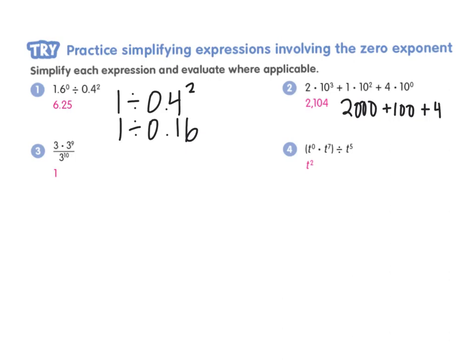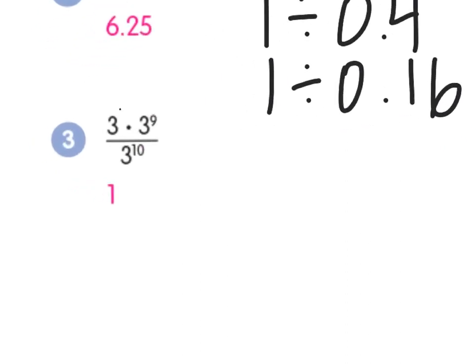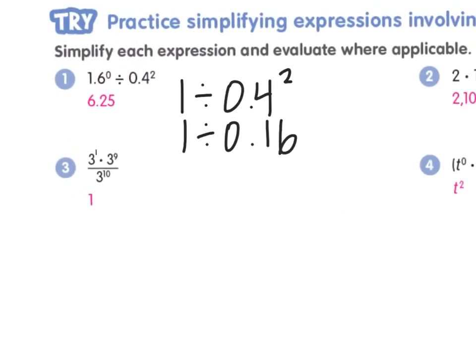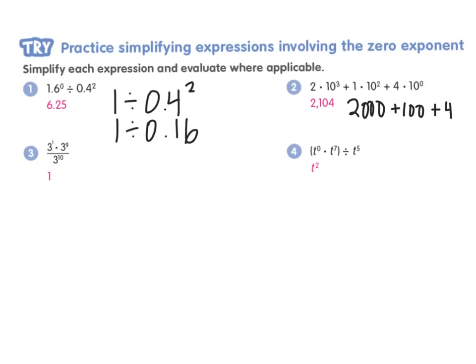All right, number 3. Let's start by simplifying the top. 3 times 3 to the power of 9. We're going to add those exponents. Technically, this one does not have an exponent, but anything without an exponent is the same thing as just to the power of 1. So 3 to the power of 1 times 3 to the power of 9 is 3 to the power of 10.